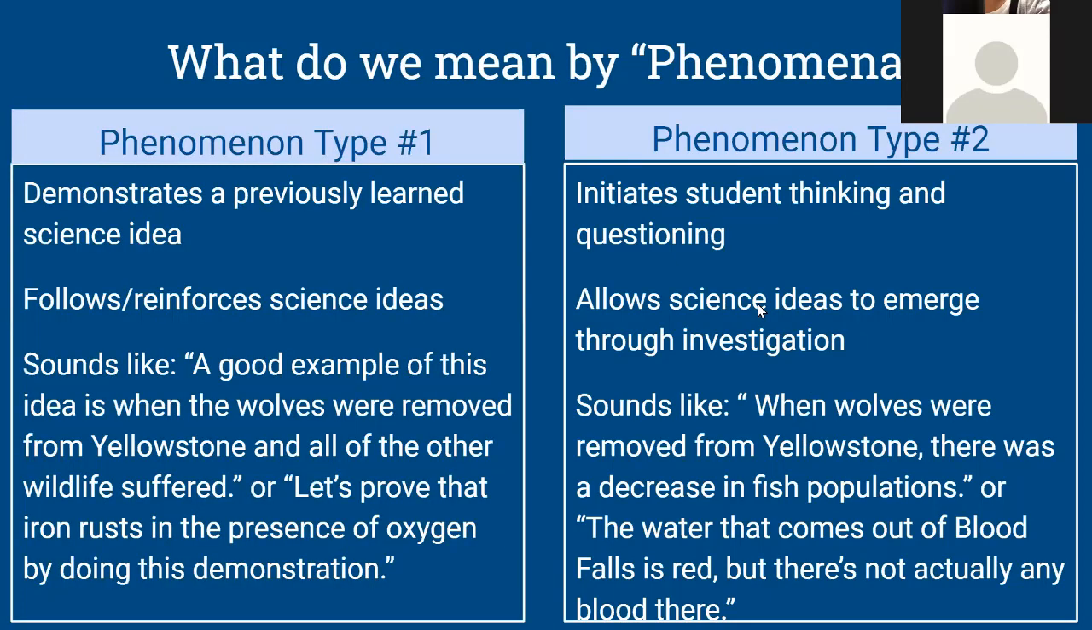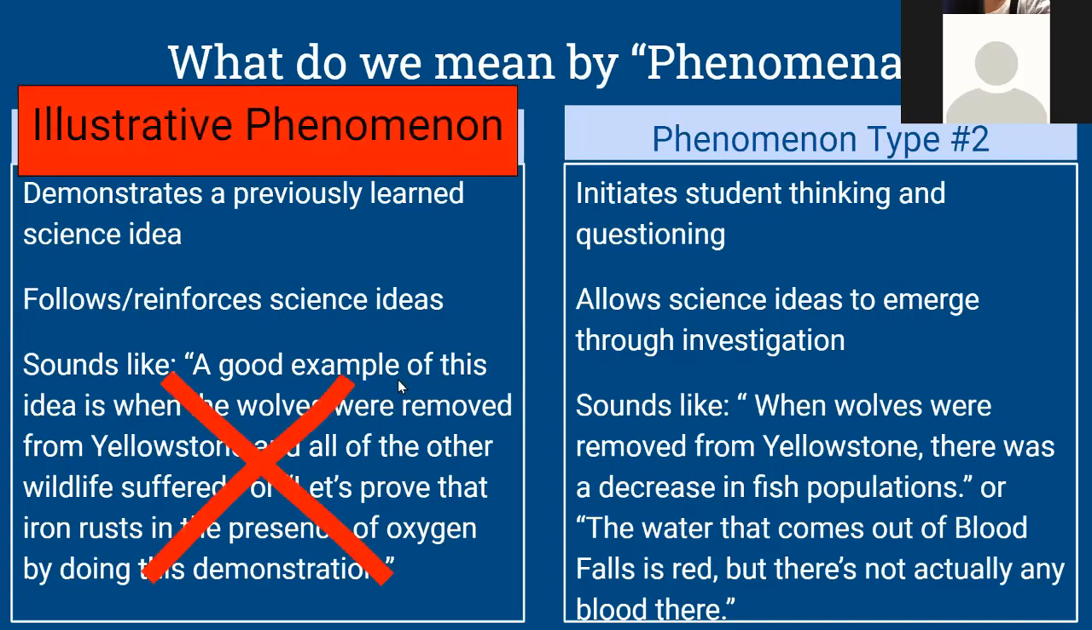Thanks. Okay, so these two phenomena are two different types of phenomenon that can be used in a science classroom. Type 1 is not actually an anchoring phenomenon. It's something that we call an illustrative phenomenon, to show a science idea that has already been discussed or already been taught. And so it's just kind of a side note. It's not actually teaching them the science that they need to know.